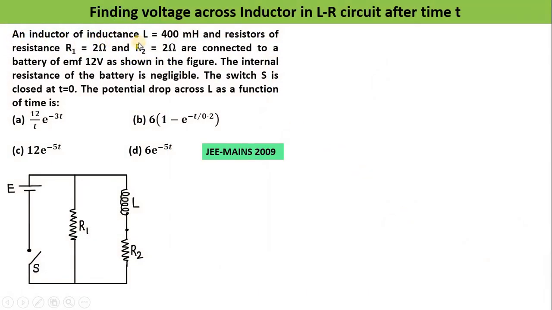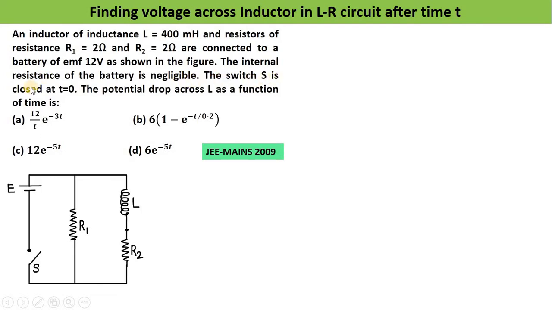An inductor of inductance L equal to 400 millihenry and resistors of resistance R1 equal to 2 ohm and R2 equal to 2 ohm are connected to a battery of EMF 12 volt as shown in the figure. So in the figure, this battery EMF E is equal to 12 volts. These two resistances R1 and R2 are both 2 ohms and this inductor has inductance 400 millihenry, and initially the switch is open. Further, the internal resistance of the battery is negligible.